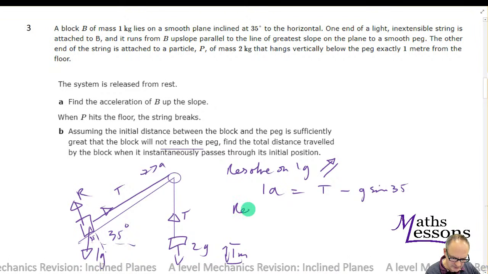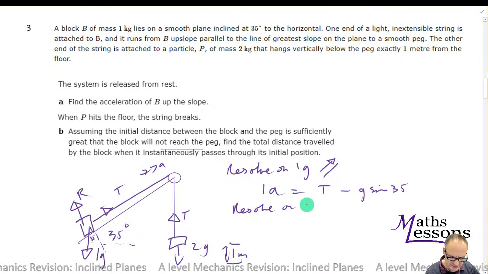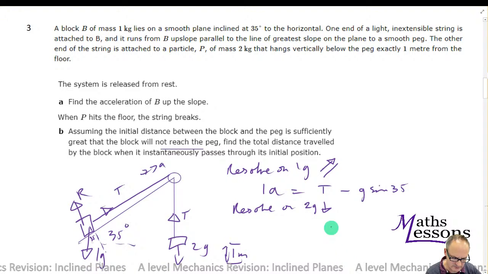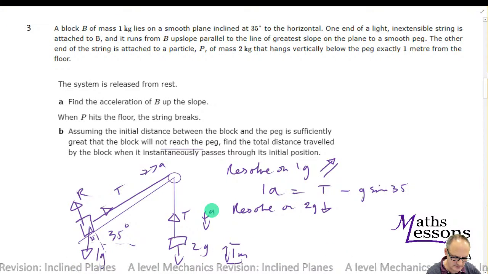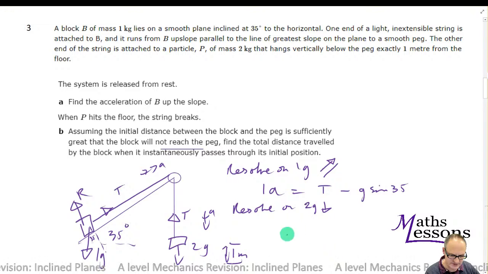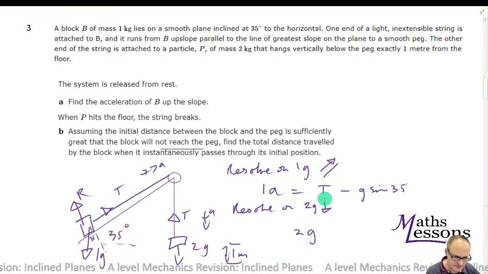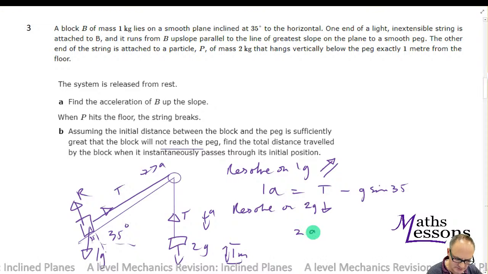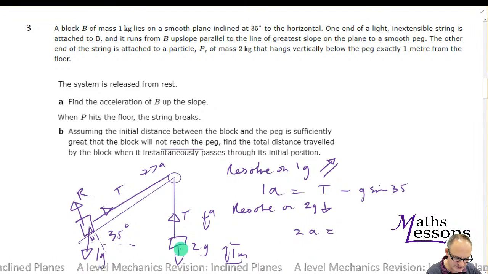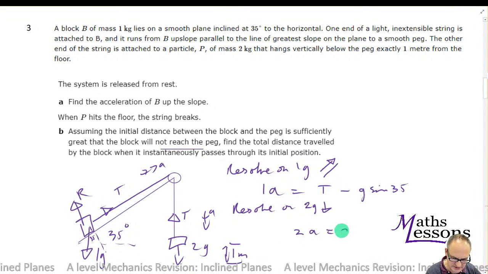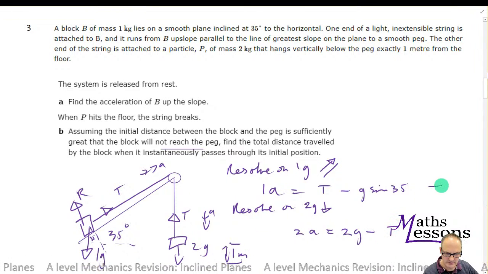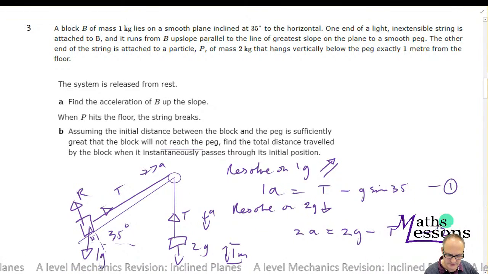Now we're going to resolve on the 2g, and we're going to do that vertically downwards, because it's going to be accelerating this way, so we might as well do it. So everything's positive in this direction. So we're going to get m times 2a, because it's going to be m times a, is our resultant force. And the resultant force is the resultant of the 2g acting down minus the T acting up. And we've got two equations, 1 and 2.